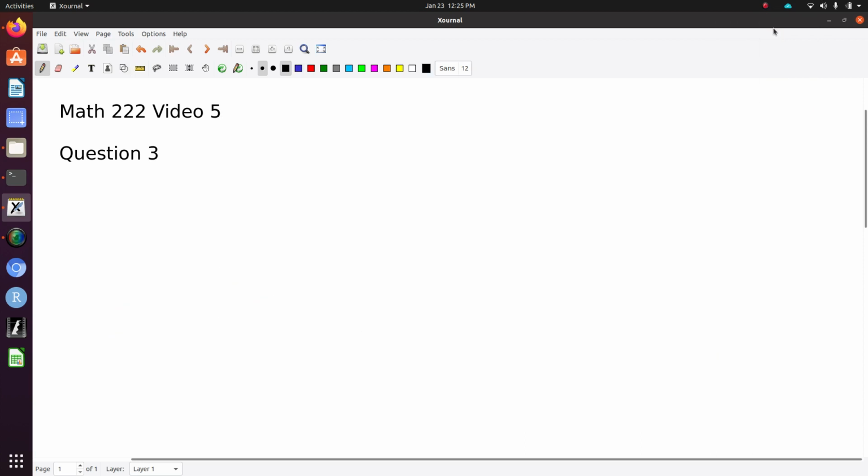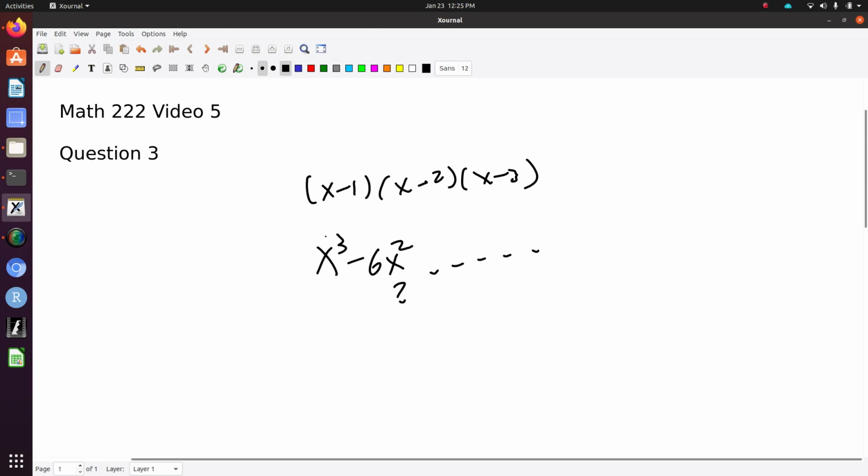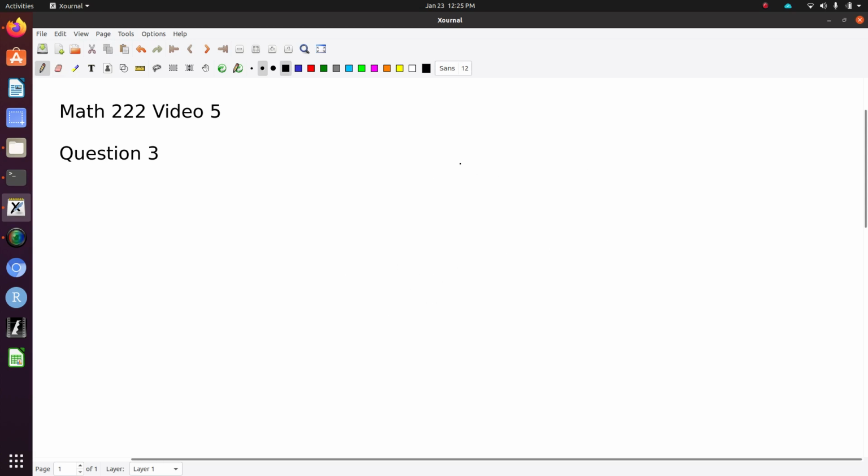Okay, so for question 3, you have a couple choices for how you're going to approach 3a anyway. You can just take this whole thing, multiply it out, and just do it brute force. You can just go ahead and do that. Multiply that out, and you'll get x cubed minus, I think, 6x squared, I don't know. Just keep working it all out, multiply it all out. And then you can just use the tools you already know.